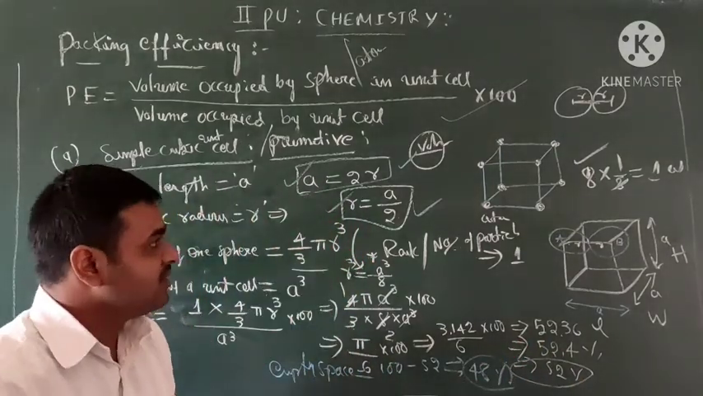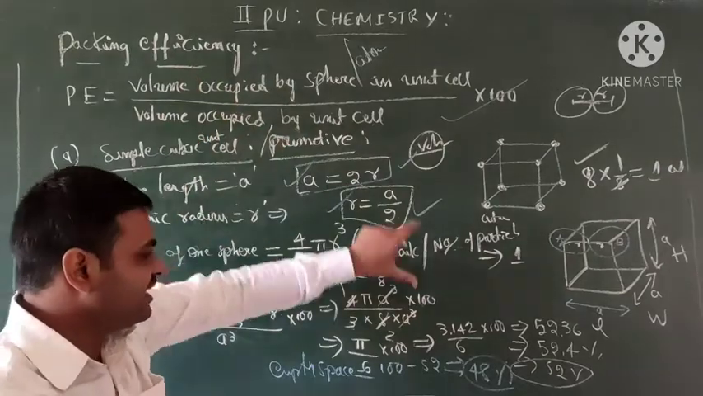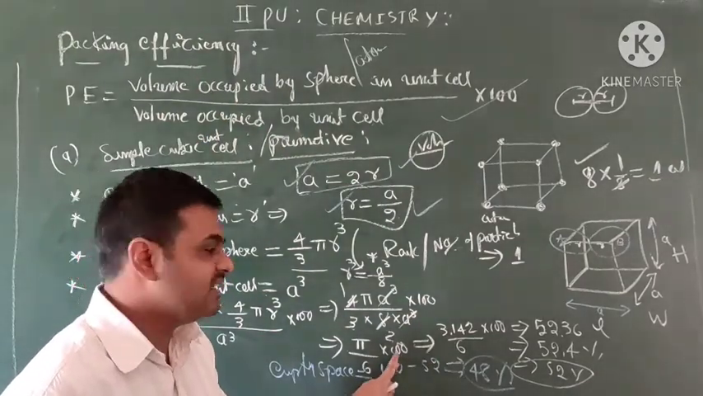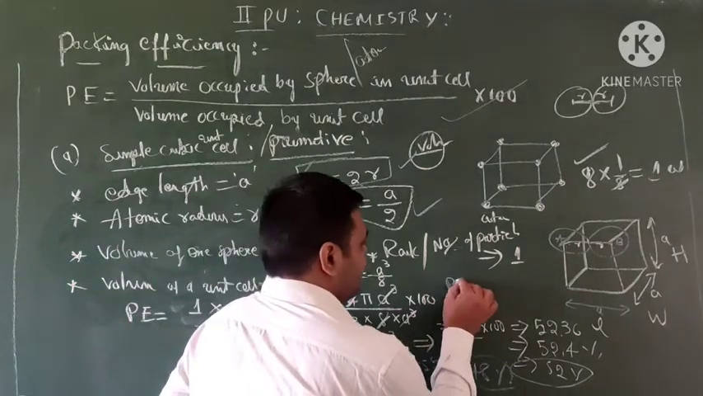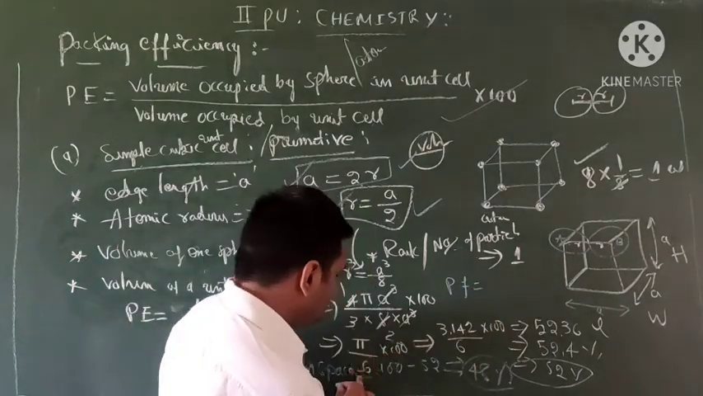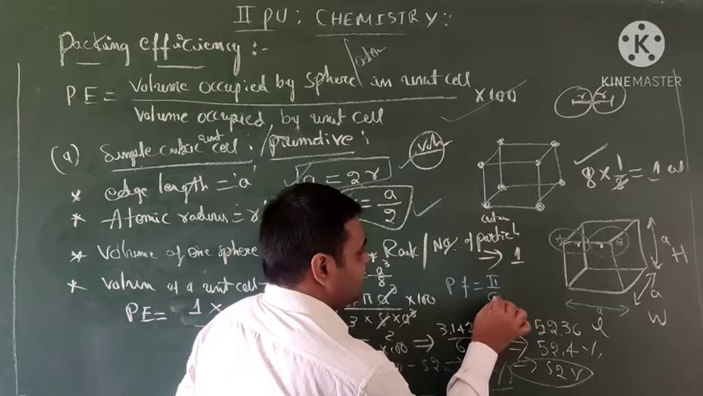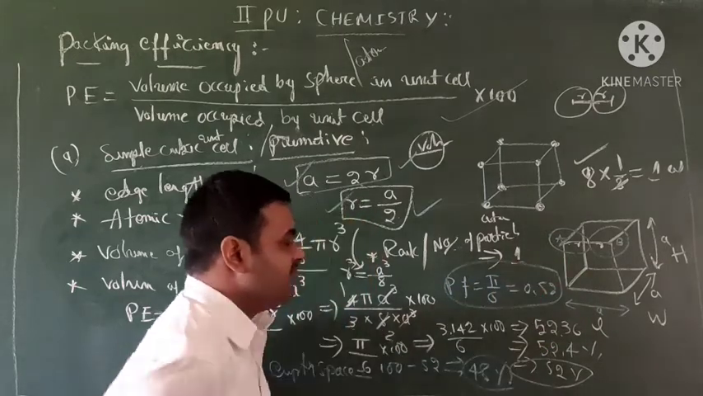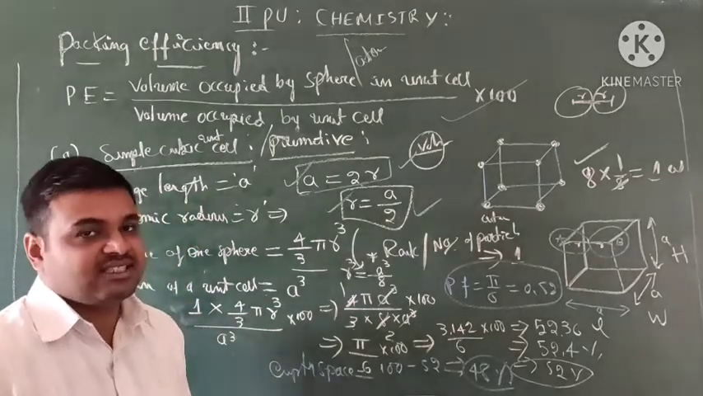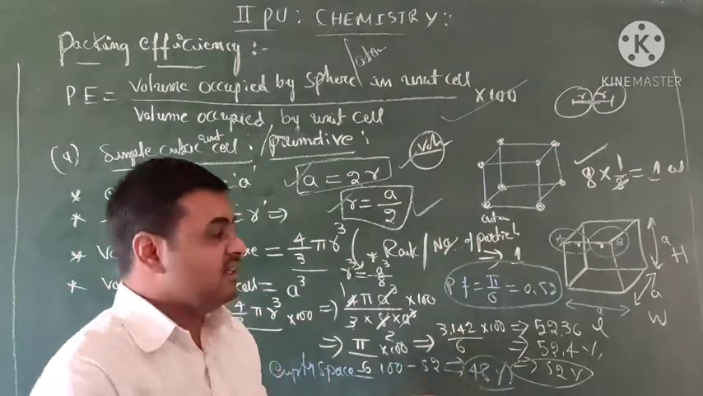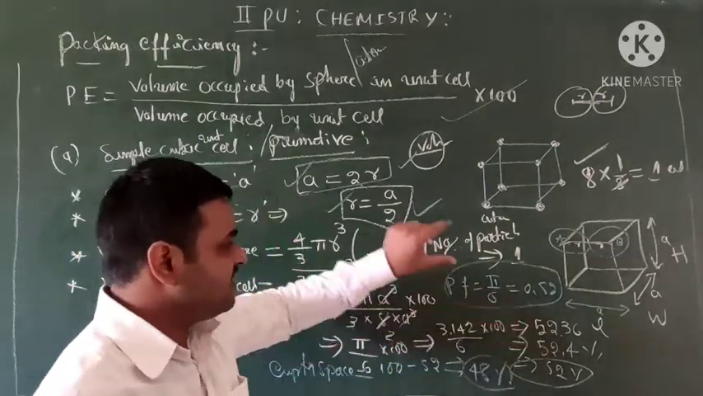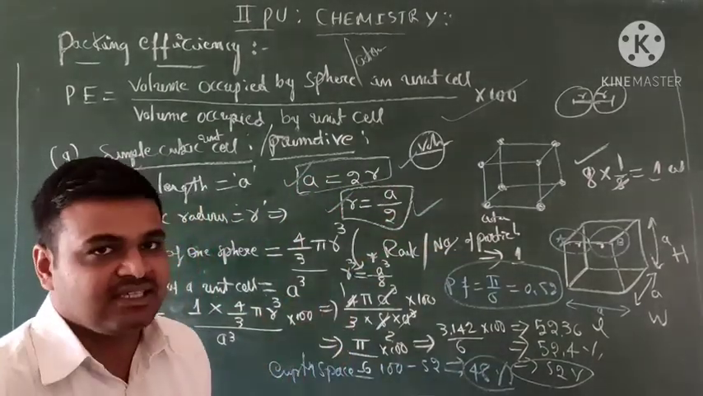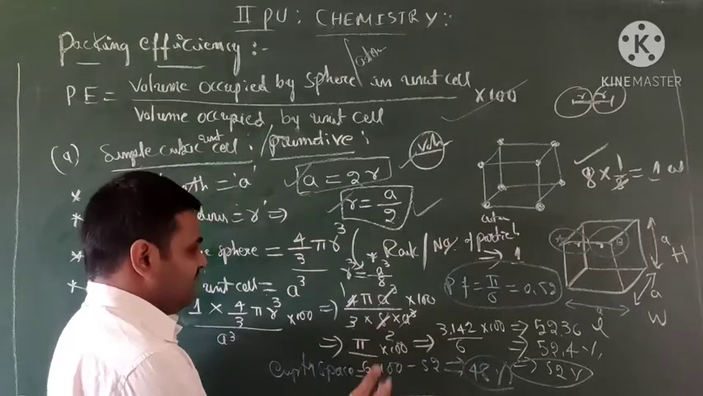52% is the packing efficiency. What about packing fraction? Packing fraction is without multiplying by 100. The packing fraction is pi by 6, which is 0.52. That much of the atoms are present. That percentage of atoms is present in the packing efficiency. This is a simple method to get the value of packing efficiency.